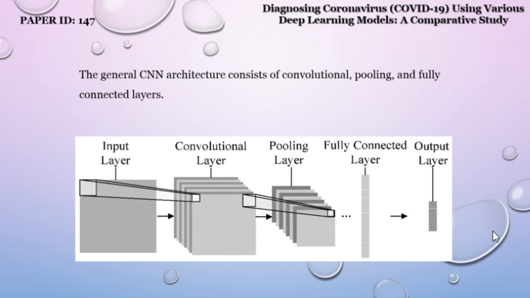The convolutional neural network has mainly three different layers in sequence: convolutional layer, pooling layer, and then the fully connected layer. As seen in the figure, this is the input layer, convolutional layer, pooling layer, fully connected, then the output layer. The convolutional layer is for feature extraction, the pooling layer for generating feature maps, and the fully connected layer for classification. The number of layers differs from one model to another, and thus the architecture differs.